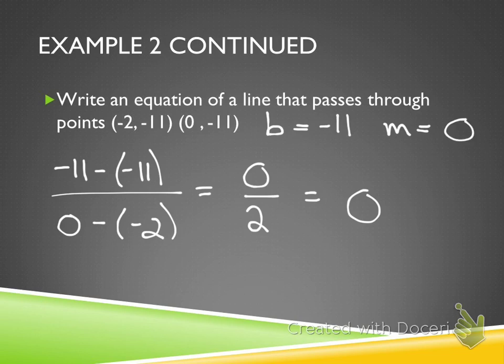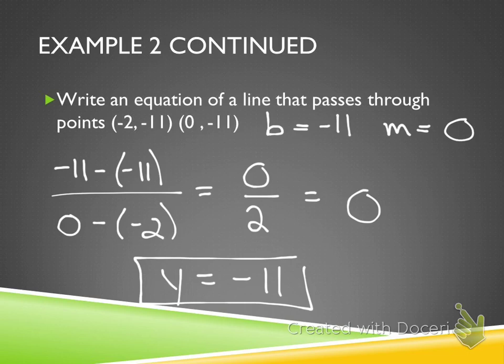All right, so this equation is going to be y equals negative 11, because 0x is just 0. So y equals negative 11. This is going to be a horizontal line. All right, now what if it wasn't a horizontal line? Let me give you another one.